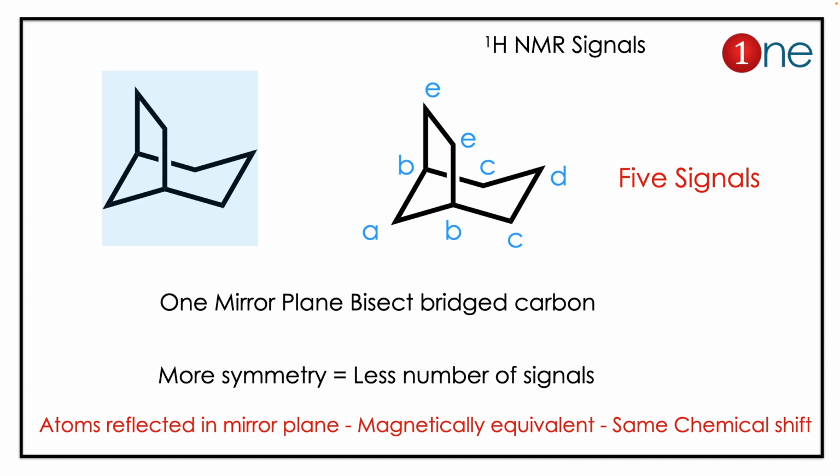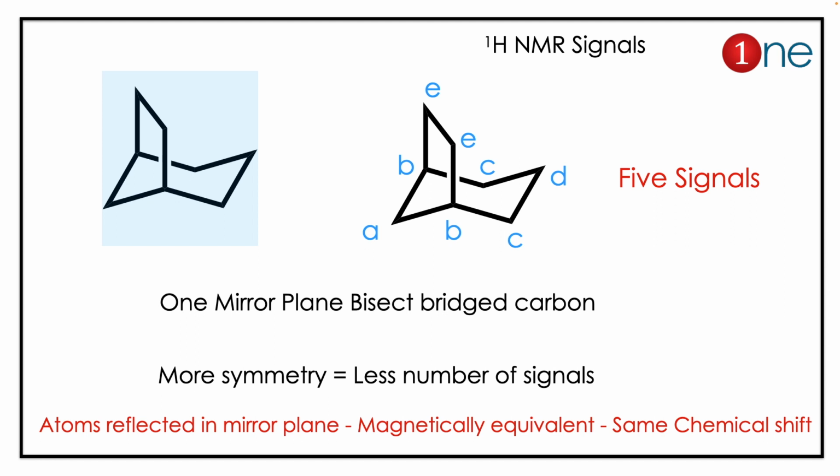The compound has one mirror plane of symmetry which bisects the cyclohexane and the bridged carbon. So one mirror plane bisects the bridged carbon, which means the more symmetry present inside the molecule, the lesser the number of signals. The atoms reflected in the mirror plane will be magnetically equivalent. They will have the same type of chemical shift.